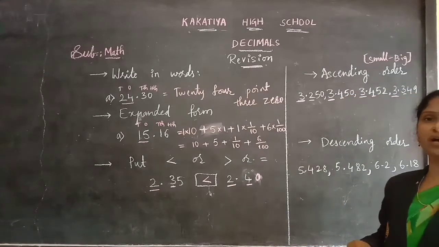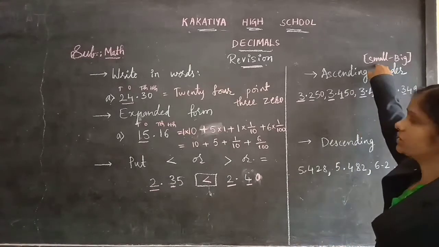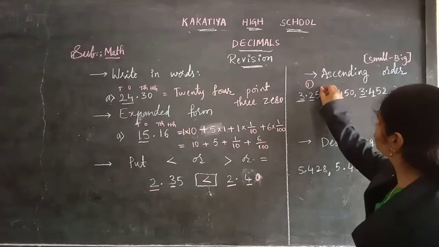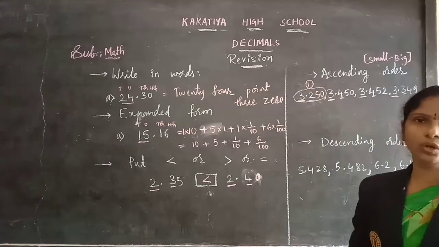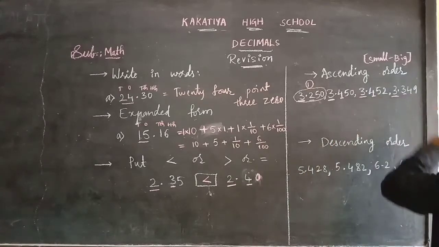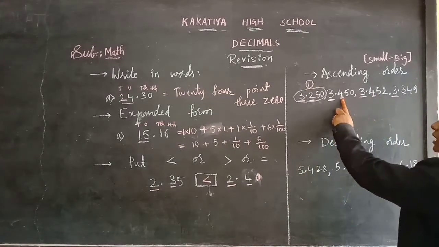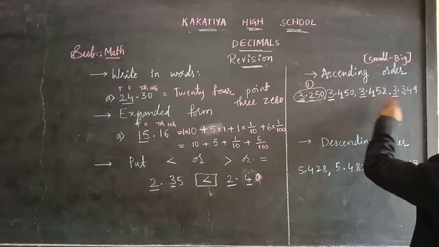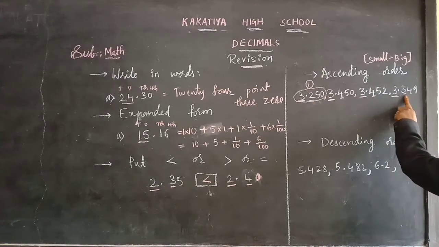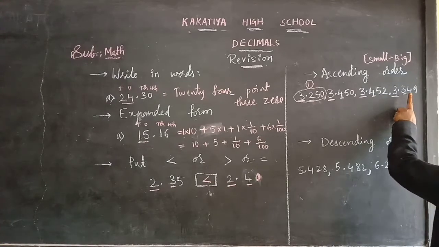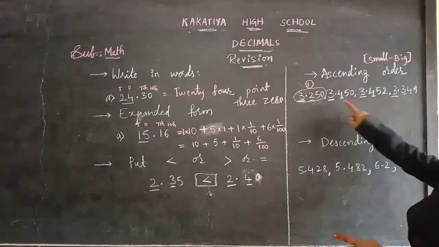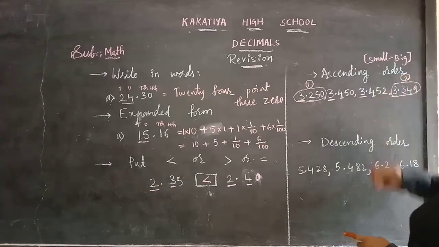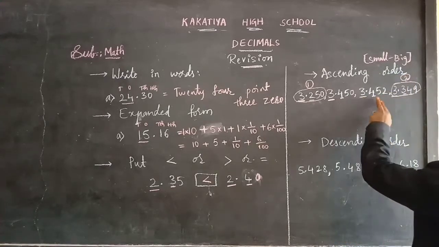Which is smaller here? We require the smaller, since it is ascending order. 2 is smaller, so I give the first place to this number. Now three more numbers remain. Again you check the 10th place: 4, 4, and 3. The 3 is smaller than the remaining numbers, so I am circling it and giving the second place to this one. Now the remaining leftover numbers are these two.